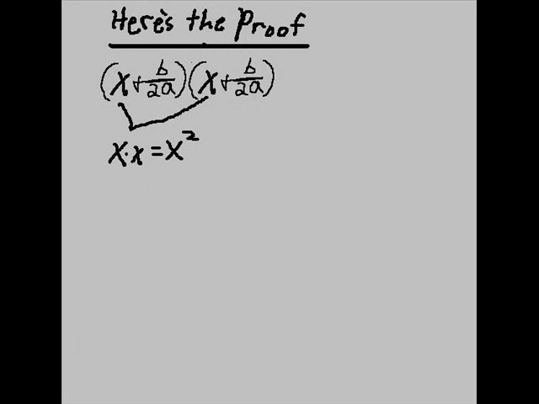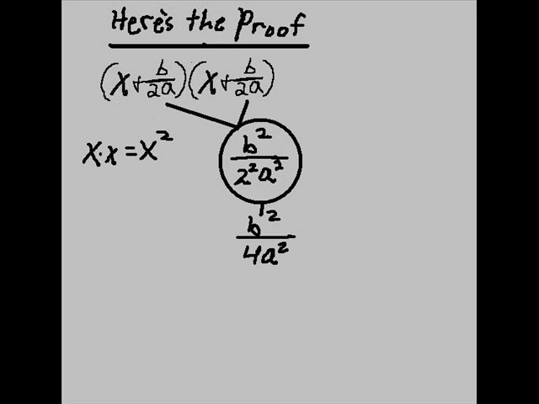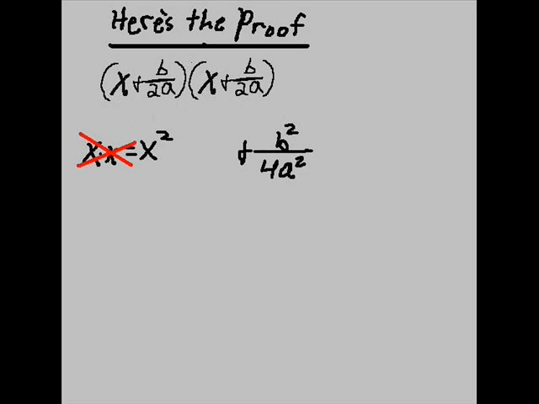Let's see if that works. All right, x times x is x squared. b over 2a times b over 2a equals b squared divided by 2 squared a squared, which becomes b squared divided by 4a squared. And I tidy up a little bit, and I have x squared on one end and positive b squared over 4a squared on the other end.